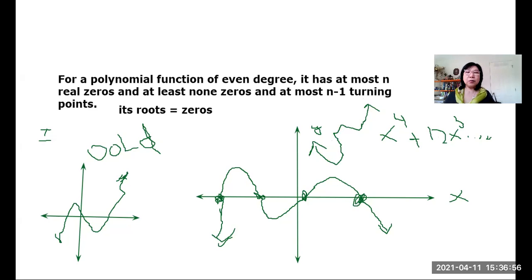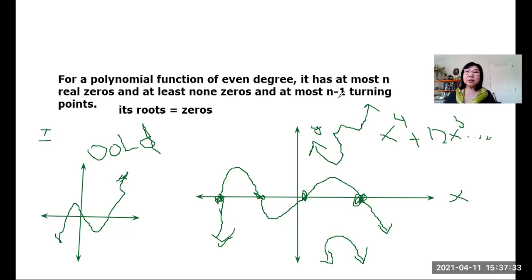Now another case could be, let's say, a parabola going down this way. You can see that this is also a polynomial function, we call it a quadratic function. We learned this already in math 10, right? So this parabola doesn't touch the x-axis, and it keeps going down in the arrow direction, with both ends going downwards, and it has no zeros. And that's why it says at least non-zeros.